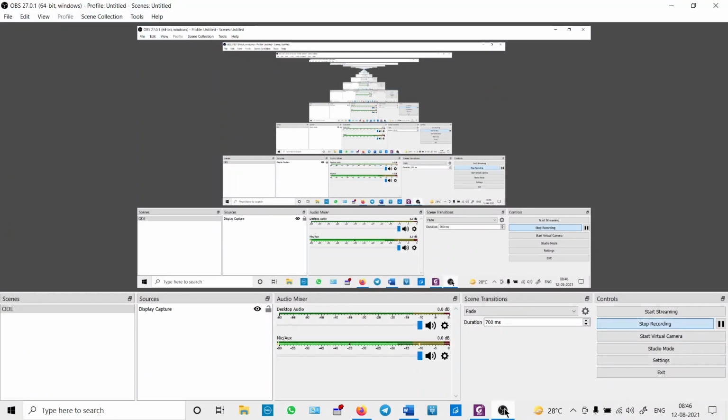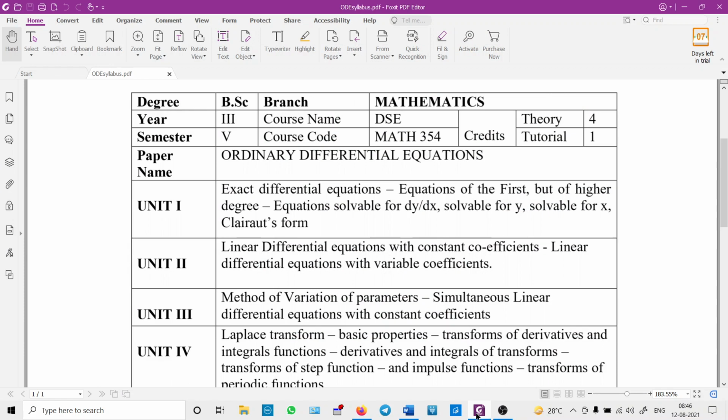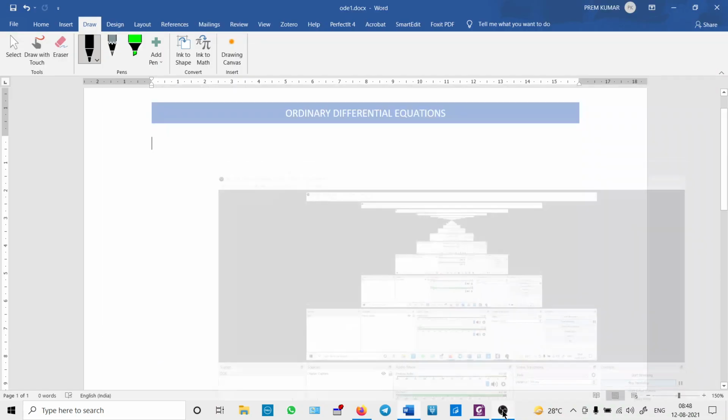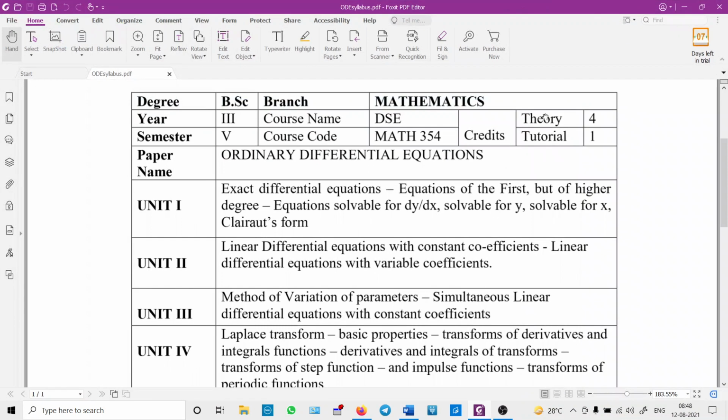Before that, we go for the syllabus. This is the syllabus prescribed by Pondicherry University. The name of the paper is Ordinary Differential Equations, and the total credits is 4 plus 1, 5 credits. And this is a syllabus. This is a discipline specific elective.